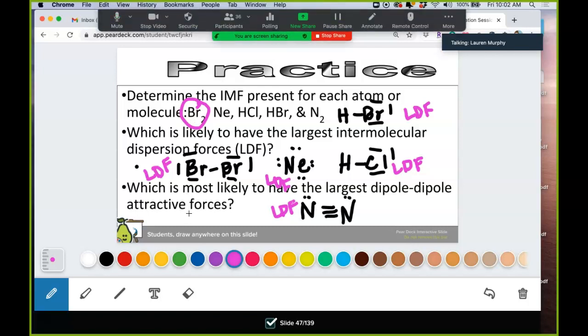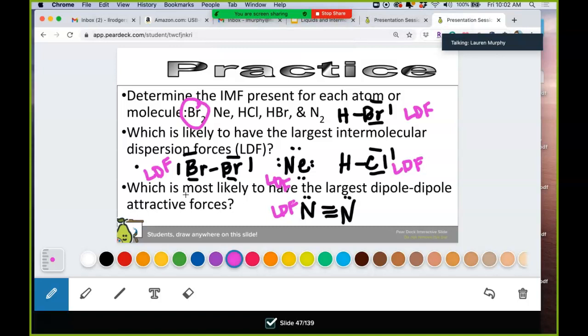Questions on that? Okay. Now, which is most likely to have the largest dipole-dipole? Well, which substances have dipole-dipole, meaning they're polar? Well, not Br2. This is nonpolar, so it only has dispersion forces. This is just an atom, so it only has dispersion forces. Nitrogen gas, it only has dispersion forces. It's nonpolar. So HCl and HBr are our two molecules that also have dipole because they're polar, right? They have a more electronegative element pulling the electrons closer to itself and nothing to cancel out that dipole.